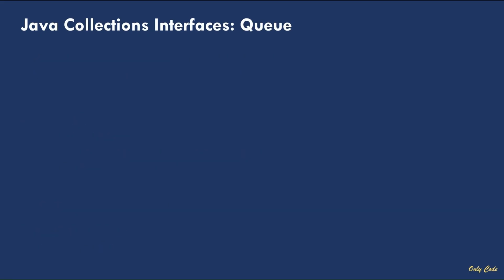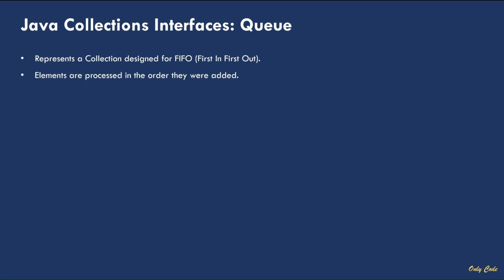Queue interface. Queue interface in Java represents a collection designed specifically for processing elements in a FIFO, first in, first out order. The elements in a queue are processed in the exact order they were added. A key characteristic of queue is that it allows duplicates. This means the same element can appear multiple times in the queue.